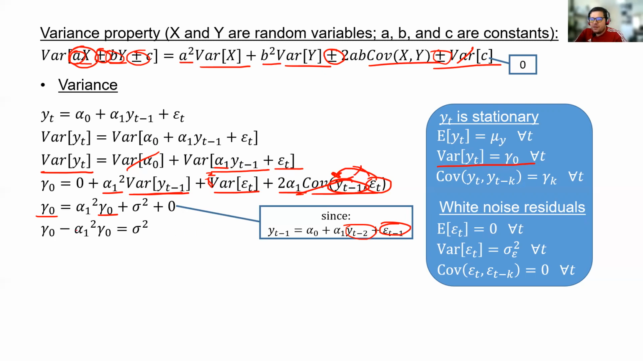And we can go forward, and now the only thing in this equation that we don't know is gamma 0. We want to find out, and we have gamma 0 in terms of stuff that we can actually estimate, sigma squared and alpha 1. So we're good to go. We have gotten to the result that we were looking for.